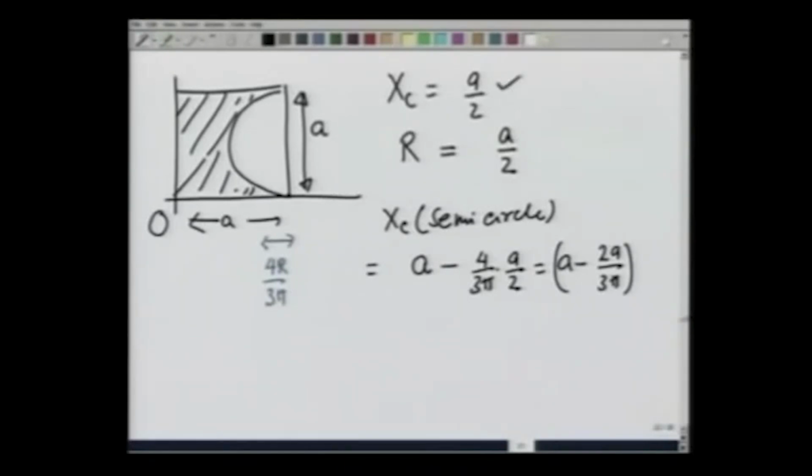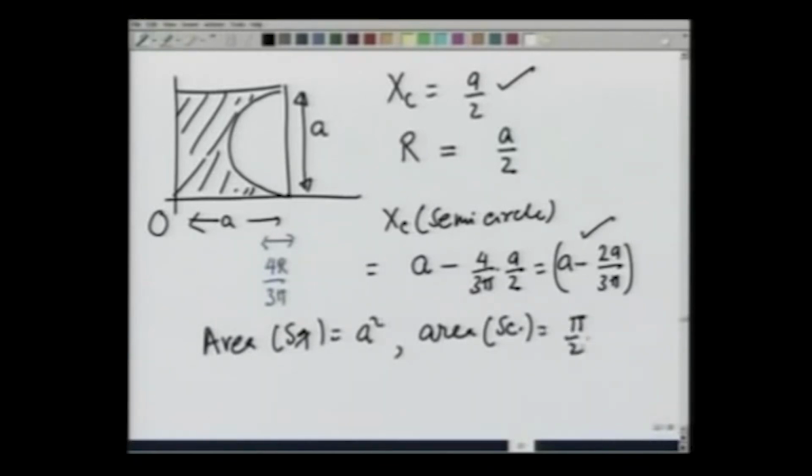I know XC for the square, I know XC for the semicircle, and area of both, area of square is equal to A square, area of semicircle is equal to pi by 2 times A by 2 whole square, and therefore I can calculate the XC for this shaded region from the formula that we derived earlier, and XC comes out to be, you plug in the numbers, 0.314A.